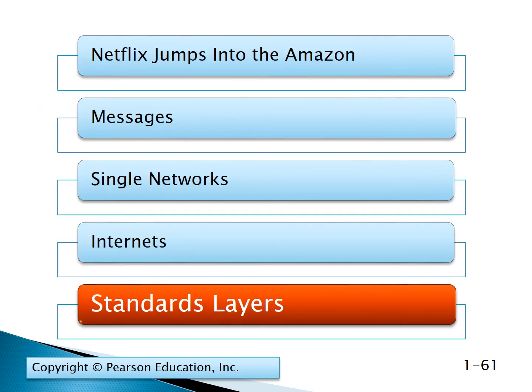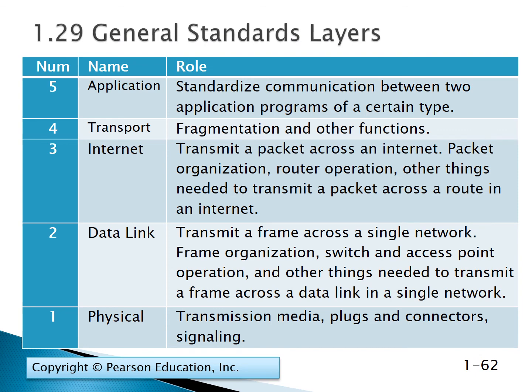Okay, in the last few slides of this chapter, we are going to talk a little bit more about the different standards layers. We have talked about three network layers: the physical layer, the data link layer, and the internet layer. In the TCP/IP model, or sometimes we call it the IETF model, there are usually 5 general standards layers. Layer 4 is the transport layer, layer 5 is the application layer. This is also the model used in our textbook.